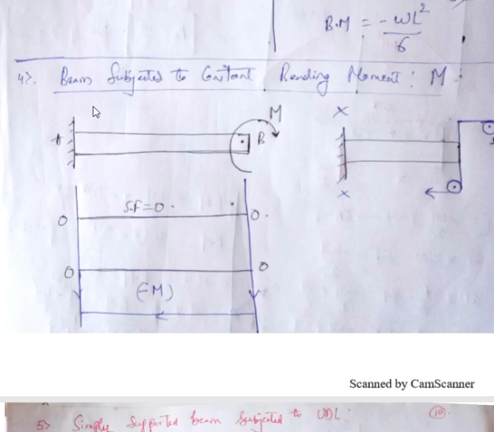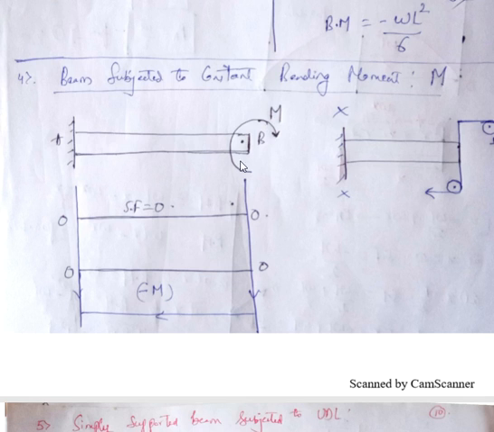Next, we are going to look at a beam subjected to constant bending moment M. When I am talking about constant bending moment, you can see that there is a cantilever beam and it is subjected to constant bending moment M here. Instead of representing a force, we are directly representing it with constant bending moment. This type of symbol represents constant bending moment, also called pure bending moment.